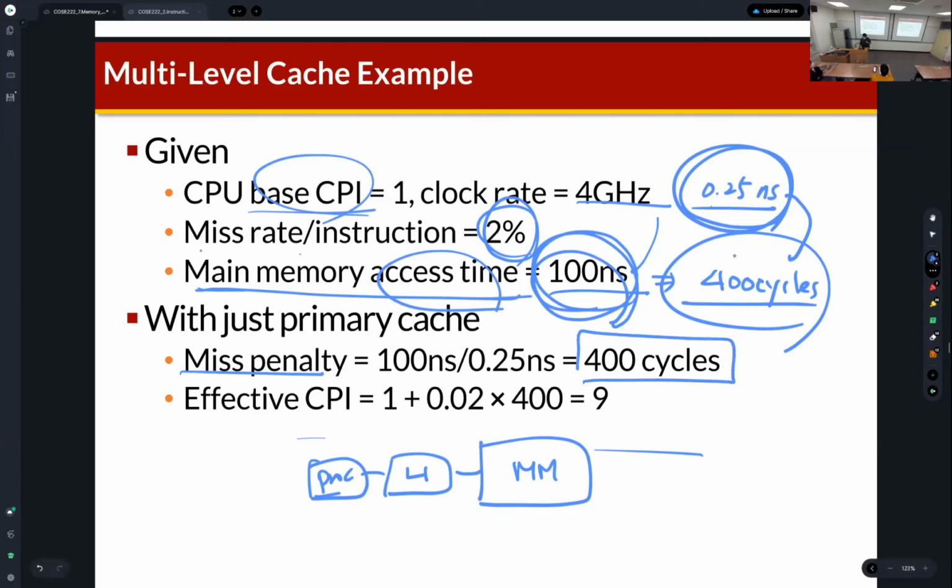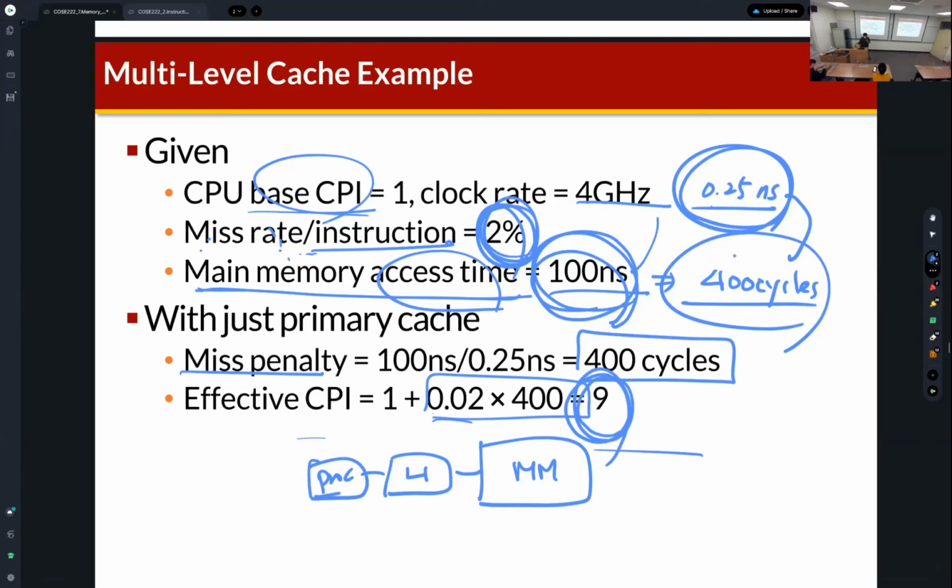And then the miss rate per instruction is 2%. So for this case, the CPI, this is the ideal CPI, okay? And then we can add this penalty caused by the miss case. So this is 0.02 multiplied by 400. So the effective CPI is 9. Which means the miss rate is actually very low.